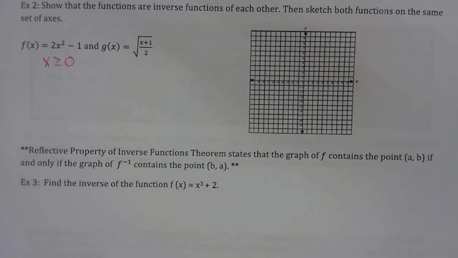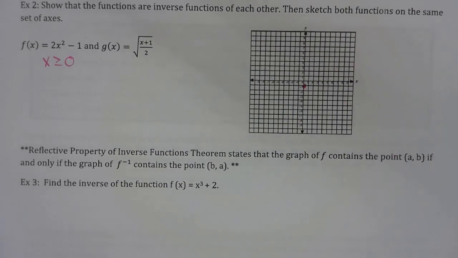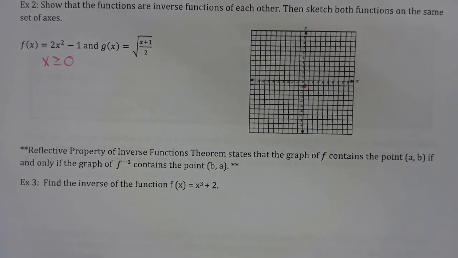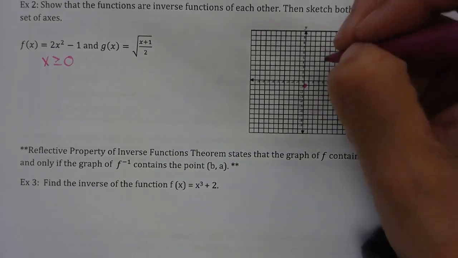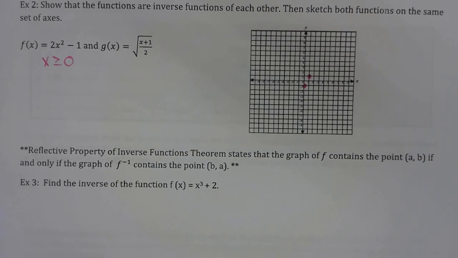So 2x squared minus 1 is a quadratic function shifted down 1. So instead of going through (0, 0), it goes through (0, -1). And then instead of going up 1 and over 1, it's now stretched. So when x is equal to 1, it goes up 2 and over 1. So we have the point (1, 1). And if you didn't believe me, you could plug 1 in, and 2 minus 1 is 1.